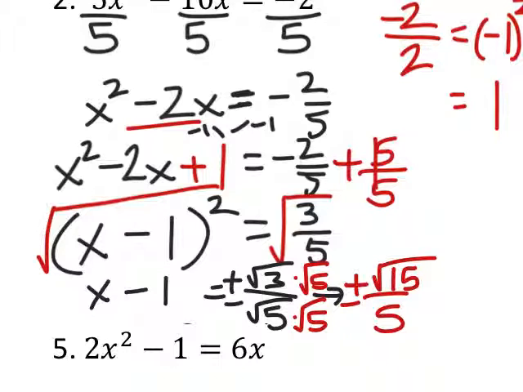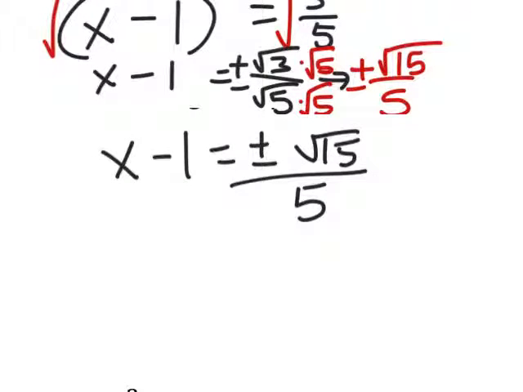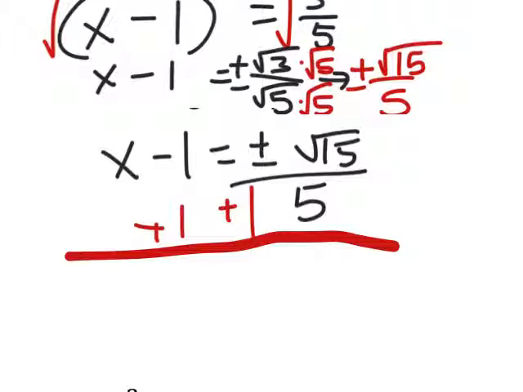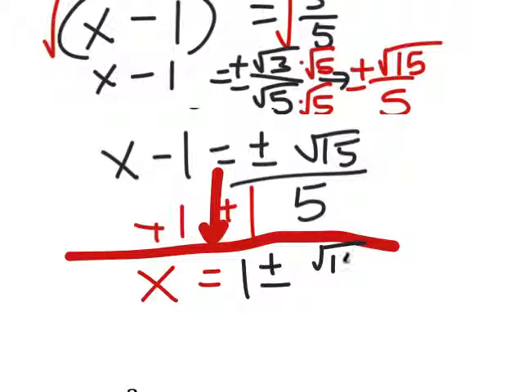From this point, and I'll go ahead and rewrite this, we'll go ahead and add 1 to both sides. All right, what that does for us, it isolates the x. And we got that equal sign right there. Okay, and we have the x. But what we then have is this 1 plus or minus the square root of 15 over 5.